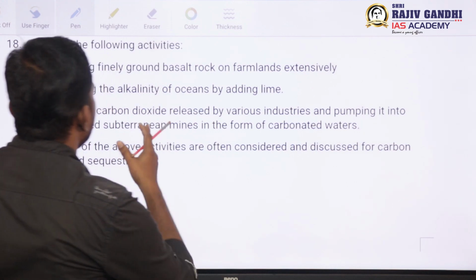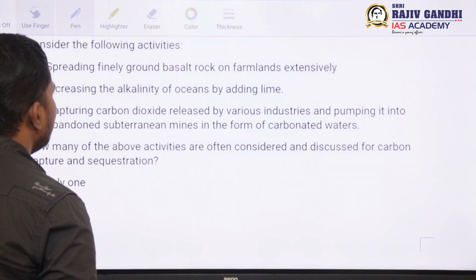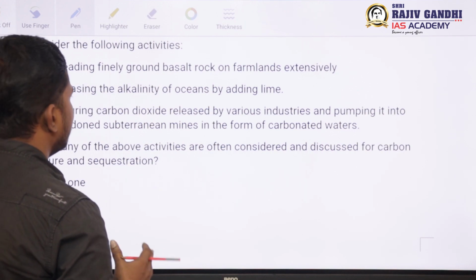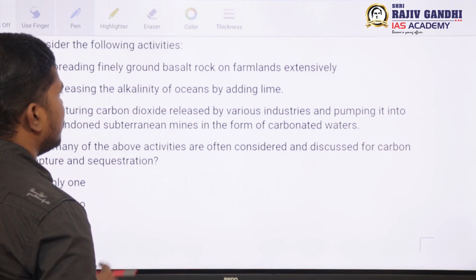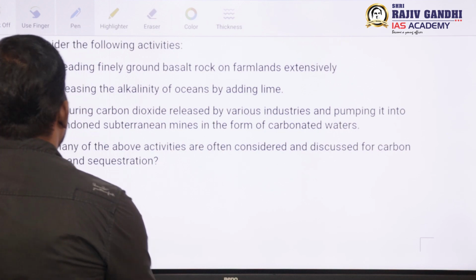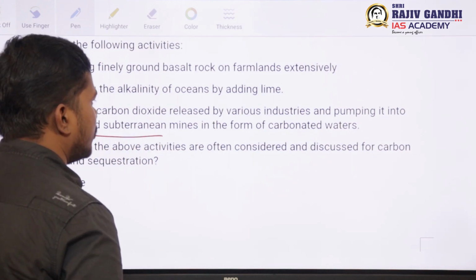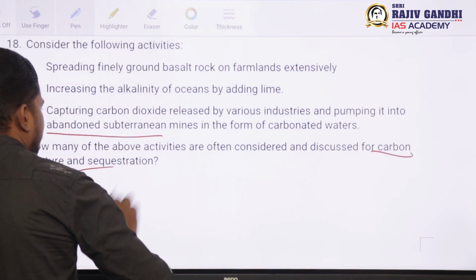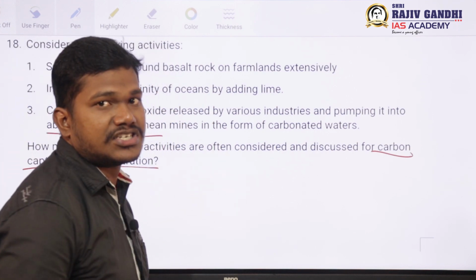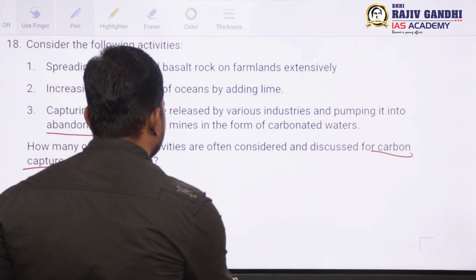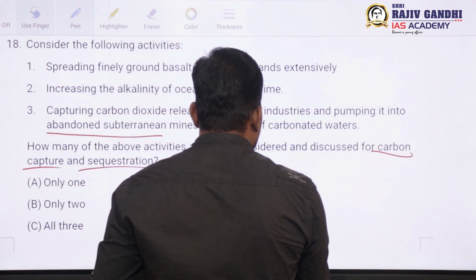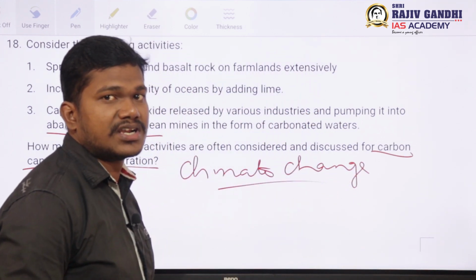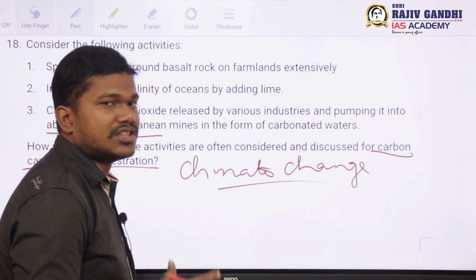The 18th one, consider the following activities. Spreading finely ground basalt rock on farmland extensively, increasing the alkalinity of the ocean by adding lime, and capturing carbon dioxide released by various industries and pumping it into abandoned subterranean mines in the form of carbonated water. The question deals with carbon capture and sequestration. Both carbon capture and sequestration are methods to combat climate change, while carbon dioxide is one of the most important greenhouse gases which plays a major role in global warming.